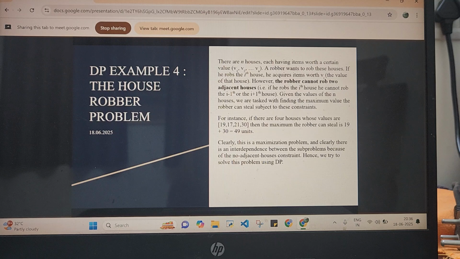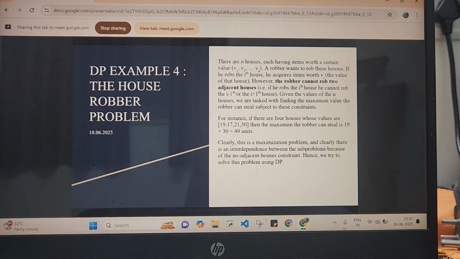So with this, we are asked to find the maximum value he can steal given a bunch of houses with their respective values. So for example, if this array is given: 19, 17, 21, 30, it means we have 4 houses. The values are 19, 17, 21 and 30 respectively. They are asking us what is the maximum amount he can steal subject to the non-adjacency constraint. If you look at the different possible combinations, you will see the maximum is 19 plus 30, which is 49 units.